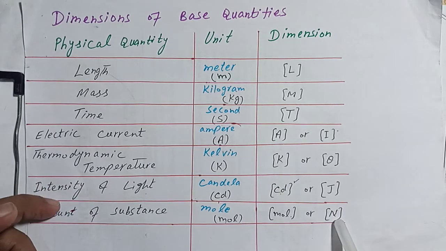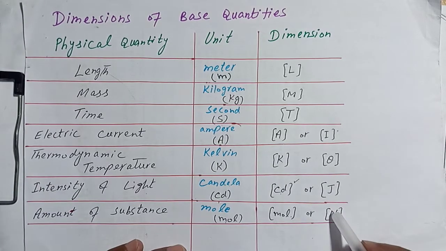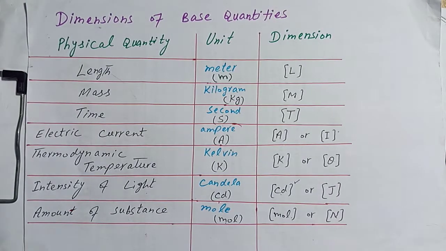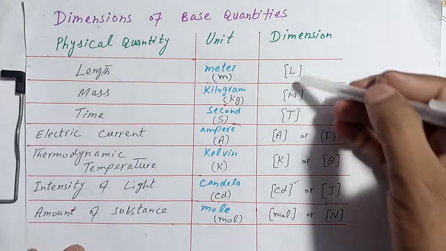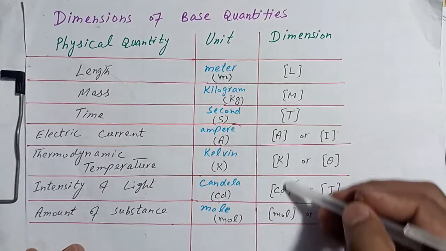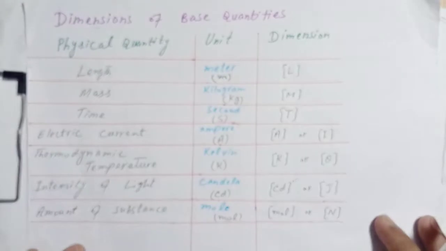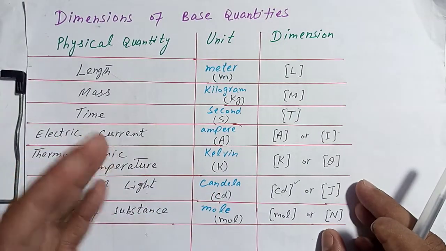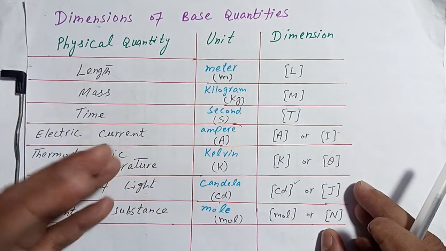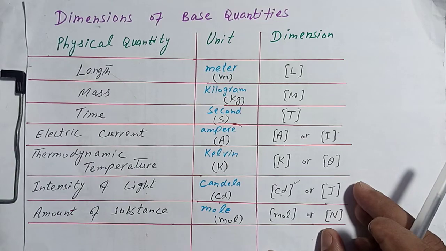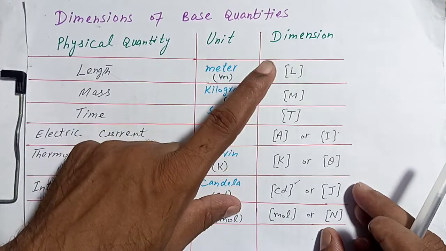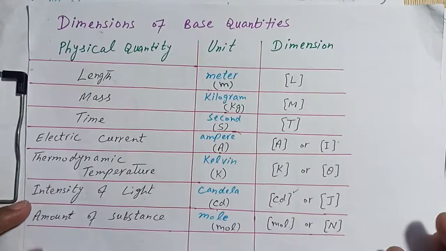This is the dimension of temperature, this is the dimension of intensity of light, and this is the dimension of amount of substance. Sometimes other symbols are also used, but I personally prefer these symbols for the dimensions of base quantities. And in my further lectures, when I will derive the dimensions of derived quantities, I shall use these dimensional symbols for base quantities.